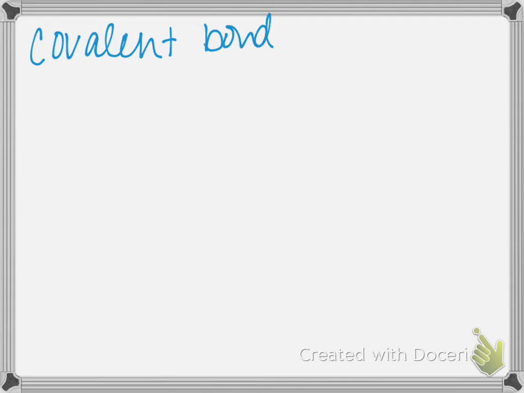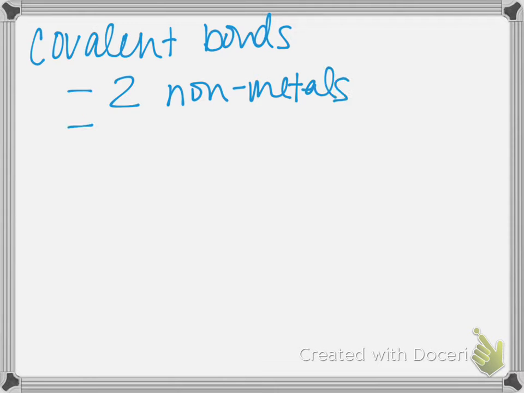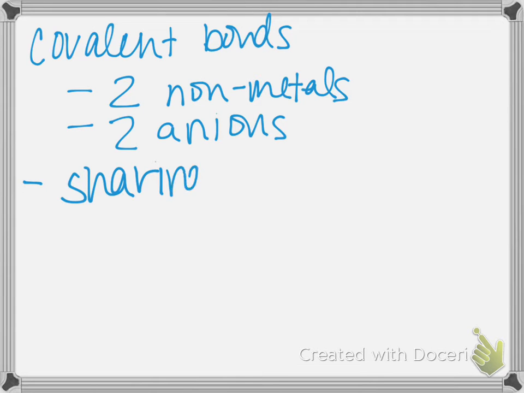All right, let's dive a little bit more into covalent bonds. What are covalent bonds between? 2 cations. Yeah, they're between 2 non-metals or 2 anions. Okay, they're between 2 metals or 2 anions. And what we see here is a sharing of electrons. Okay, we see a sharing of electrons happening. Okay.